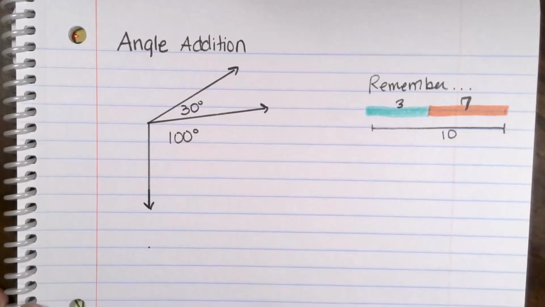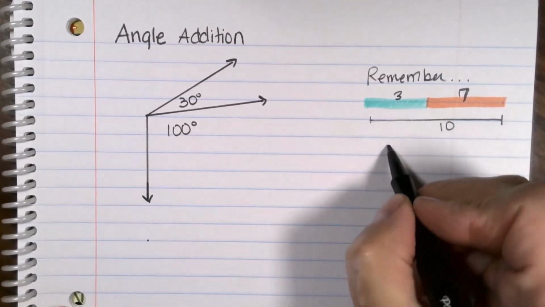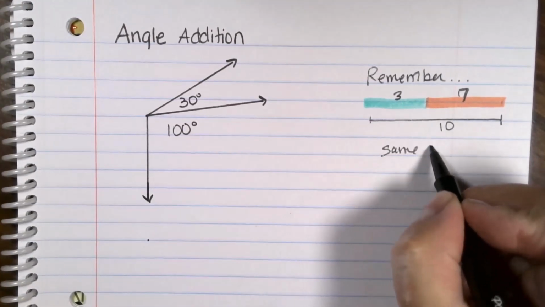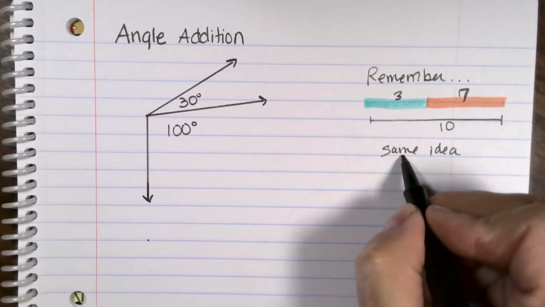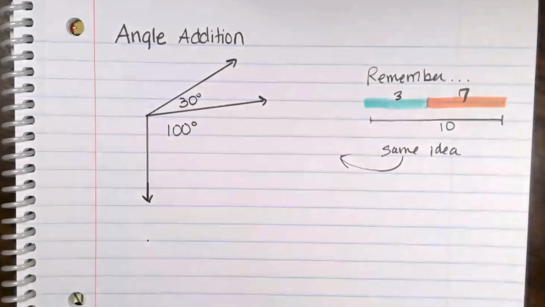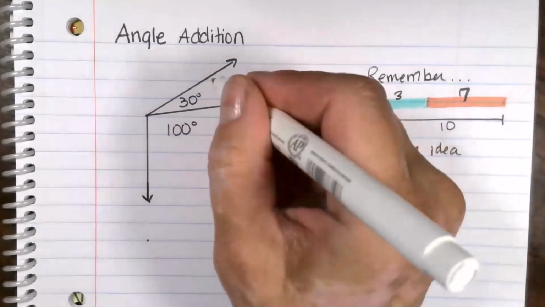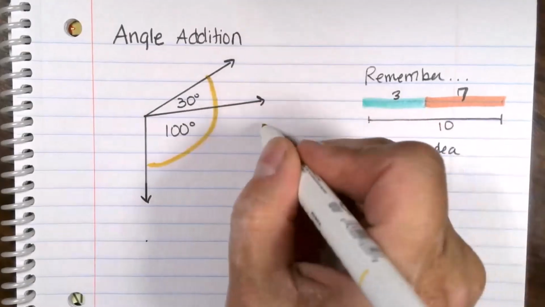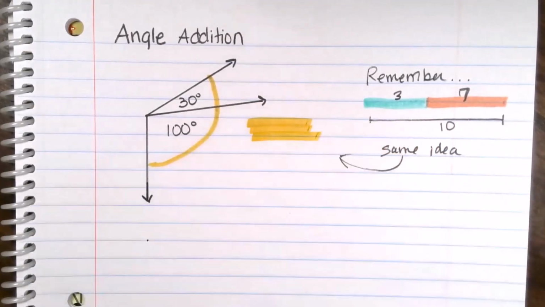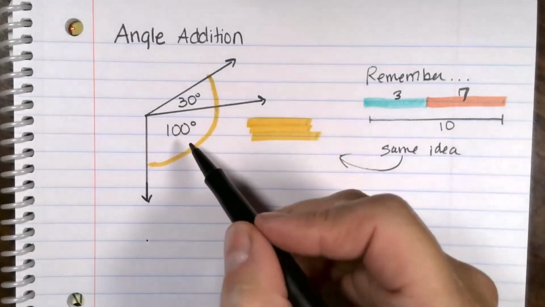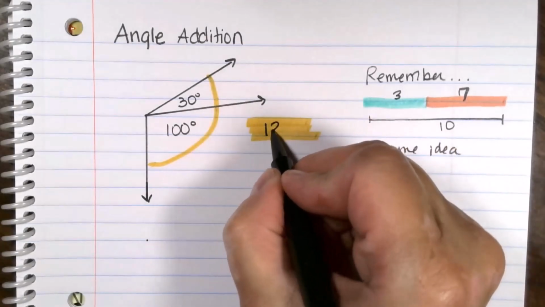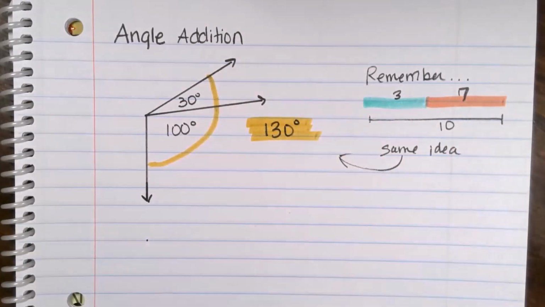Angle addition is the same idea. So if you wanted to know how big this entire angle was, all we've got to do is add those two together. 30 plus 100 would be 130 degrees. All right, let's try something that is a little bit more involved.